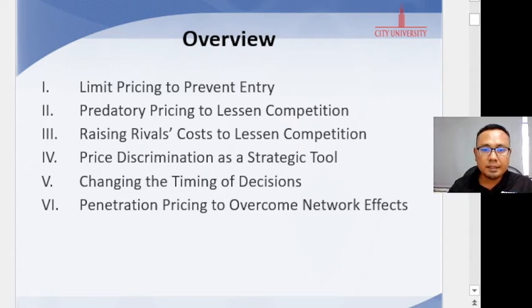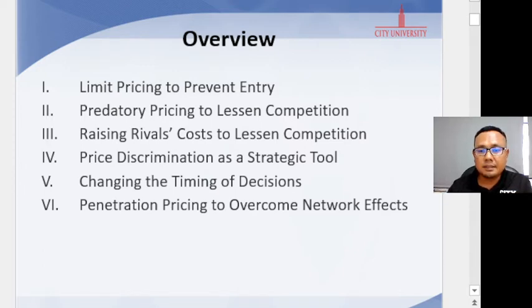The first part of this chapter identifies three strategies that managers can use to change the business environment. Two pricing strategies are limit pricing and predatory pricing. These two strategies are identified as potential tools for reducing the number of competitors. A very important point to understand is that limit pricing and predatory pricing are two pricing strategies to reduce the number of competitors. The third strategy can lessen competition by raising rivals' fixed or marginal costs. We try to implement a strategy that can increase the rivals' fixed or marginal costs.